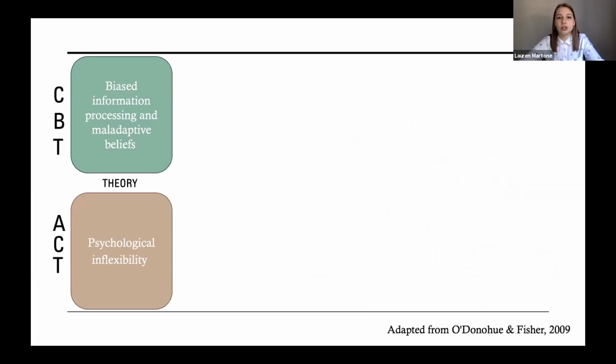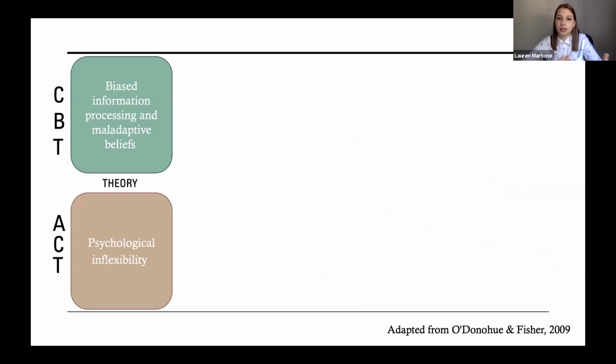So now I just want to illustrate some general differences between CBT, a common second wave therapy, and ACT, a common third wave therapy. And for the rest of the presentation, I'll be using these two to compare and contrast because these are the two that have gained the most traction in the field. So first are theory-based differences.